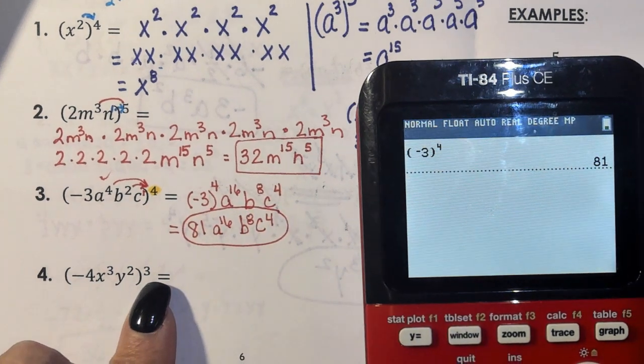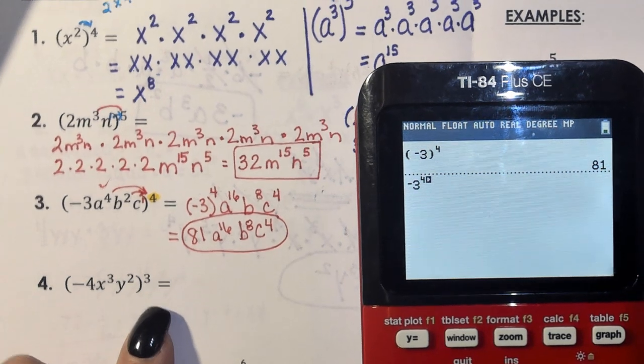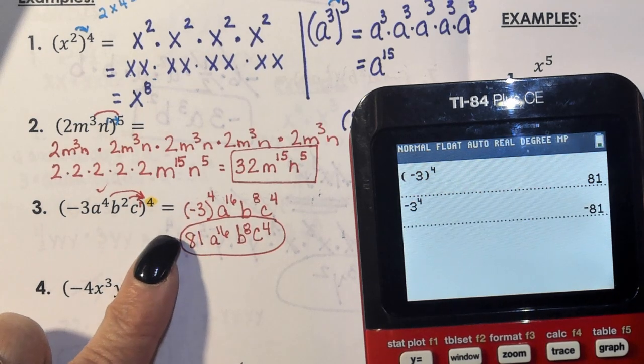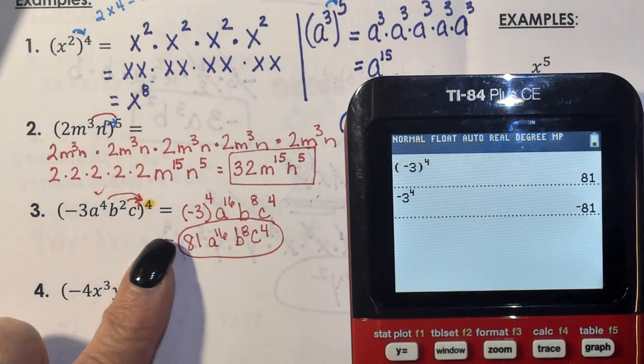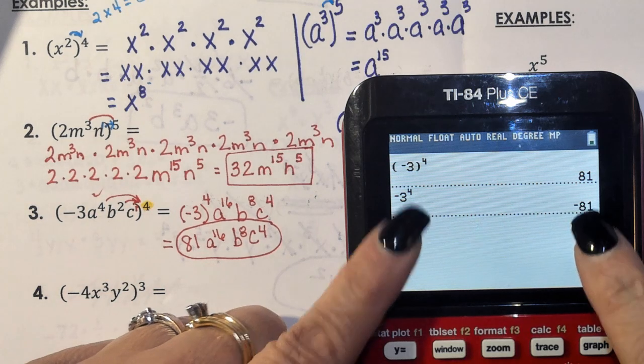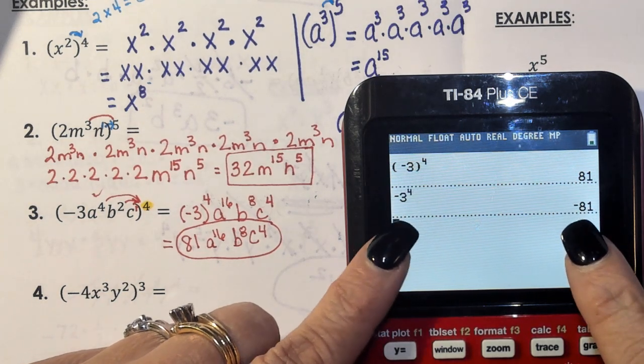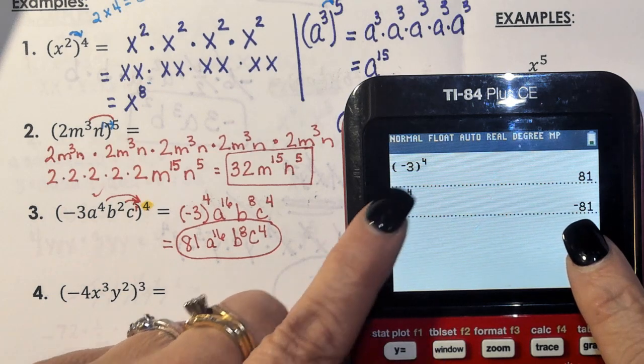But in your calculator, if you put negative 3 to the 4th, why can't I do that, Mrs. Dean? It says negative 3 to the 4th power. I'm going to do it that way because that's the way I want to do it. Look at that. Ooh, that's not the same answer. So let me show you what your calculator sees when you type this.